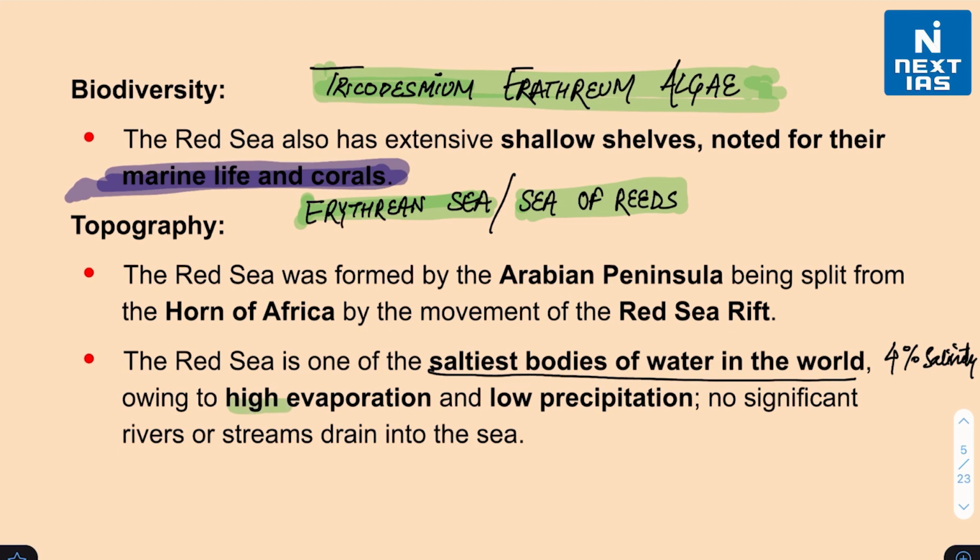And the reason is high evaporation and low precipitation. And also, we have no significant rivers or streams that drain into the Red Sea. So, this was about the Red Sea.